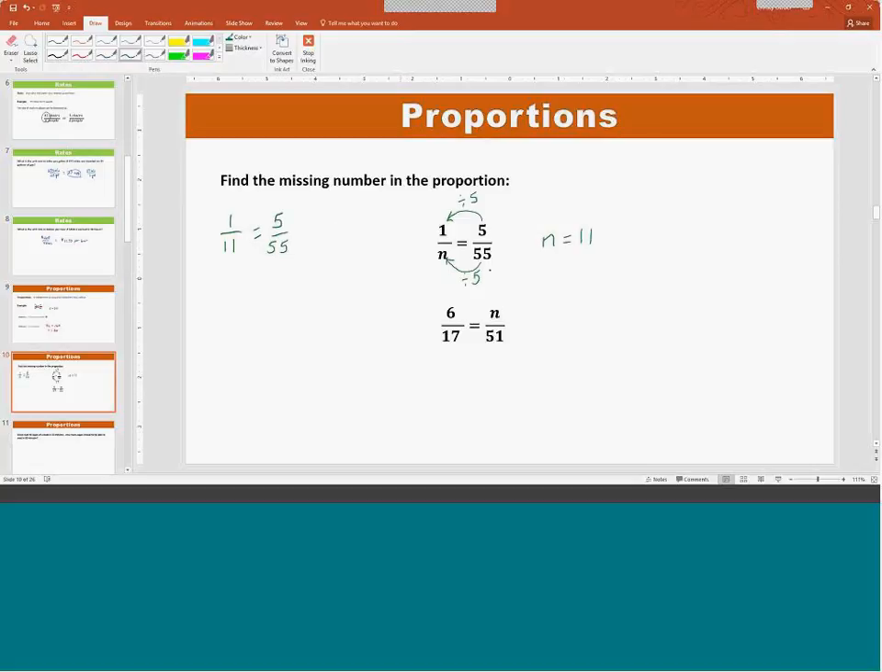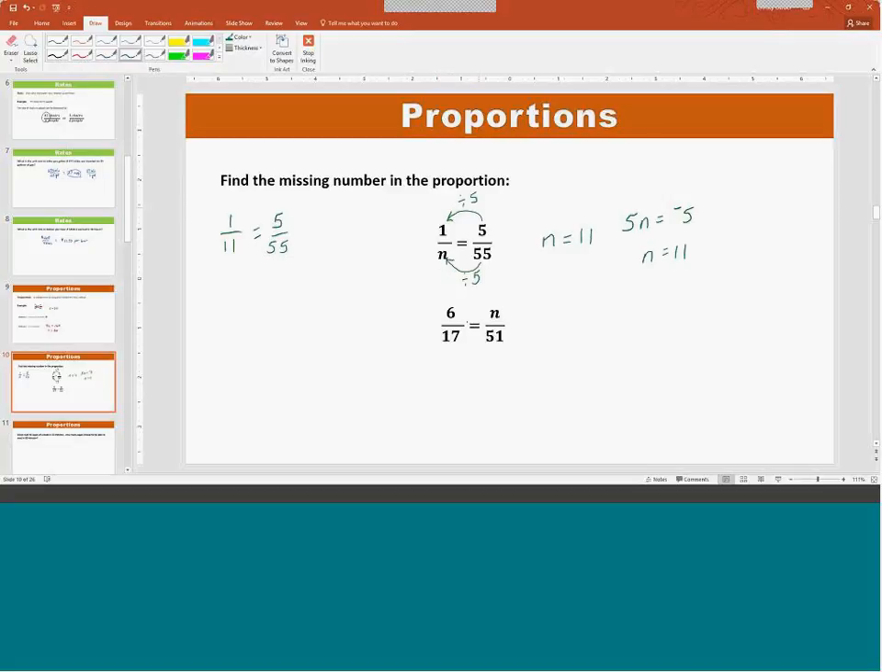Using method number 1. You could also cross multiply and say 5 times n is the same thing as 55 times 1, or 55. Then just divide both sides by 5 and you also get n is equal to 11. So both methods will produce that same value for n.